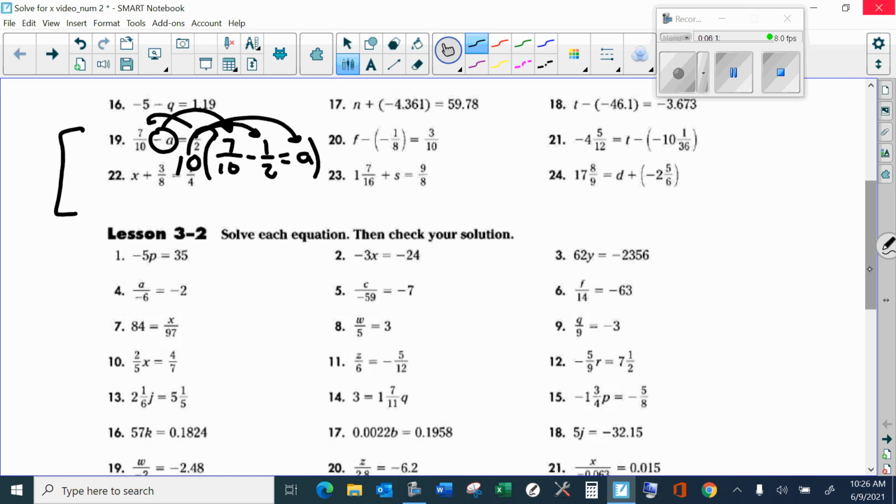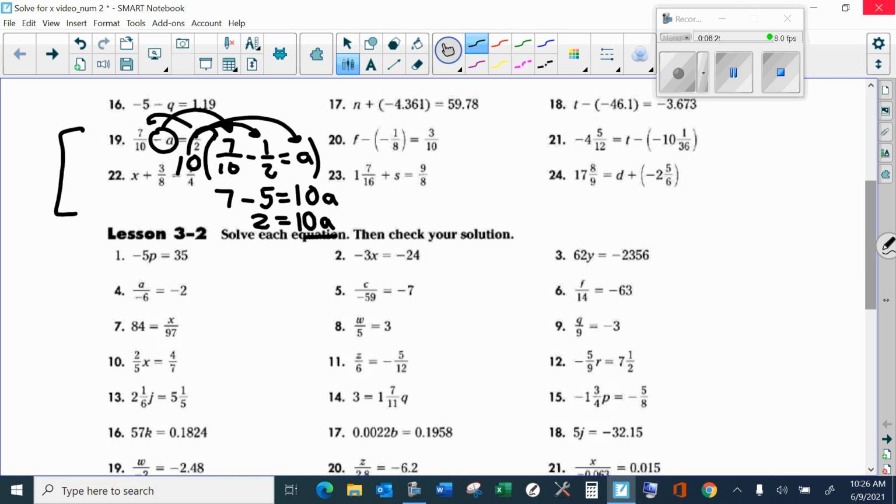Okay, so 10 divided by 10 is 1 times 7 is 7. Minus sign. 10 divided by 2 is 5 times 1 is 5. And 10 times A is 10A. Now my fractions are gone. 7 minus 5 is 2. Nice and easy. Equals 10A.